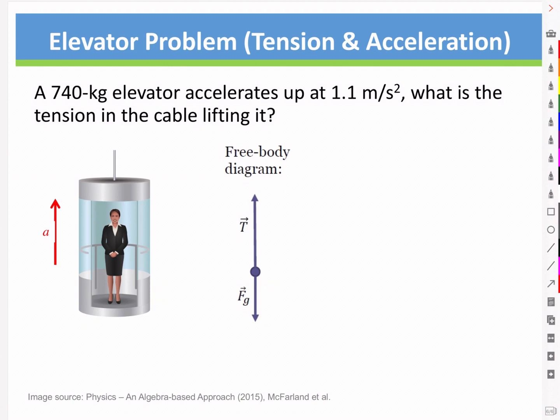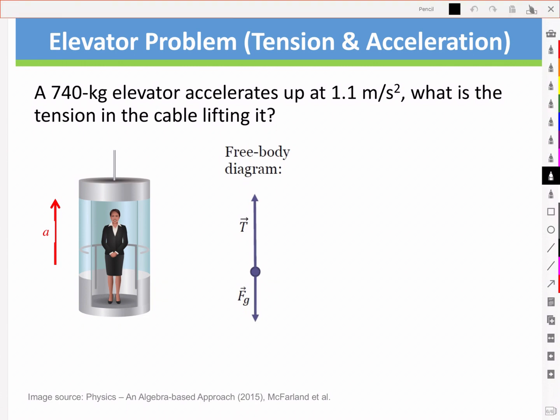Hello class. Here we're going to look at an example, the elevator problem, and we're going to apply Newton's second law to look at the tension and the acceleration here. So we have a 740 kilogram elevator that accelerates up at 1.1 meters per second squared. What is the tension in the cable lifting it?